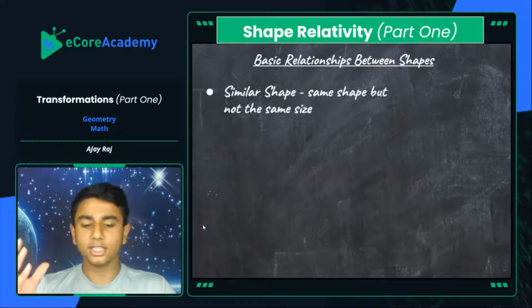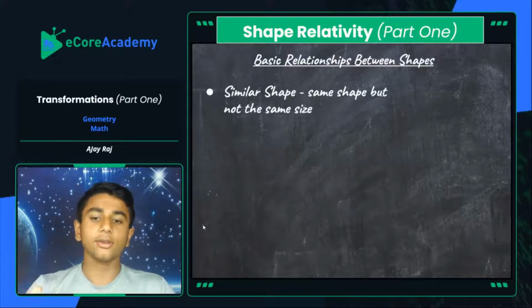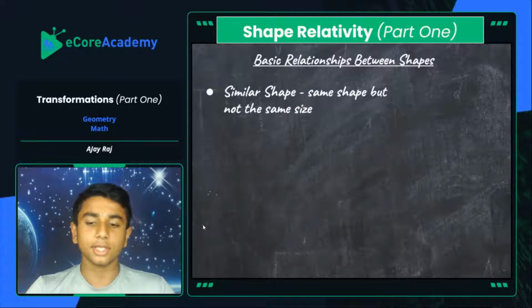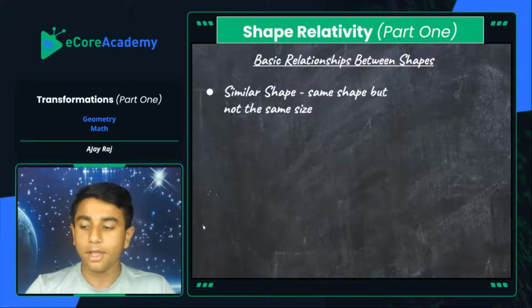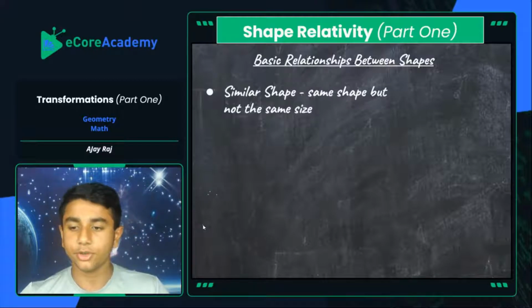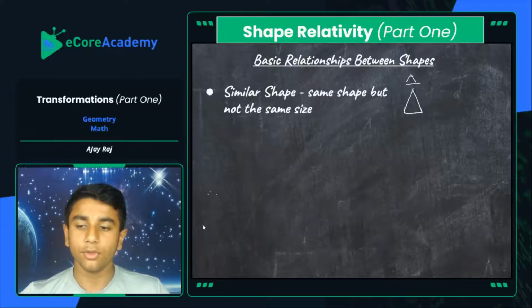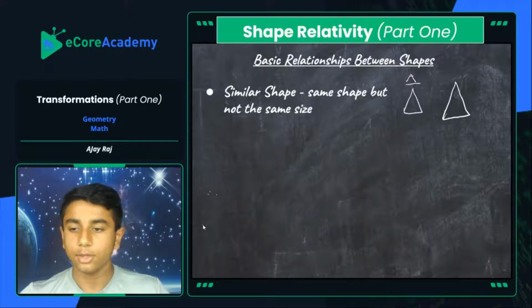Like I said in my previous video about measuring angles and length, there's something called similar shapes or similar figures. These are shapes that do not have the same size, but have the same shape. Say I draw a little triangle right here, and I label this triangle A. And then I draw yet another triangle here, and I label that triangle B.